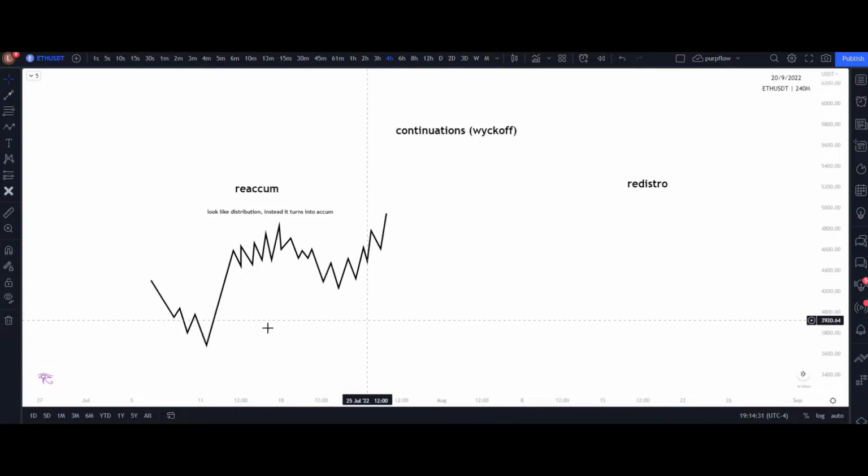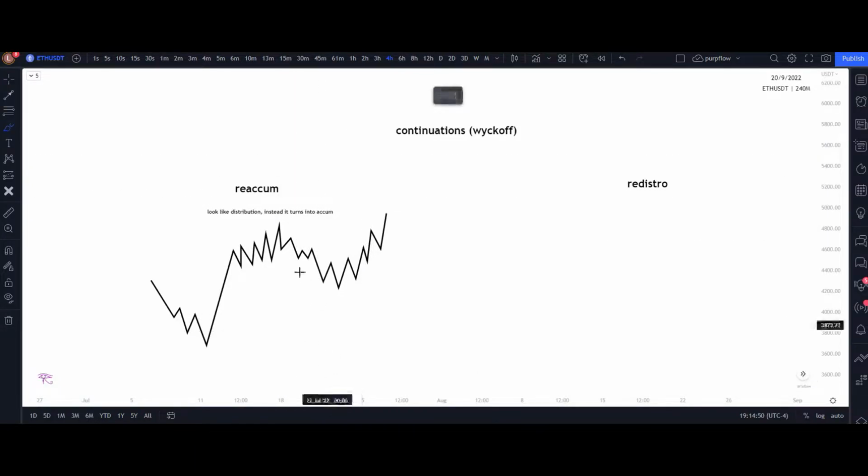For reaccumulation, I need a break of structure to the upside, looking for the distribution, looking for the raid of the lows, looking for the break of the structure, looking for the demand creation, and then the continuation. We can see how there's already just more work that needs to be put into place for these continuation scenarios and why these are the hardest to play, right?